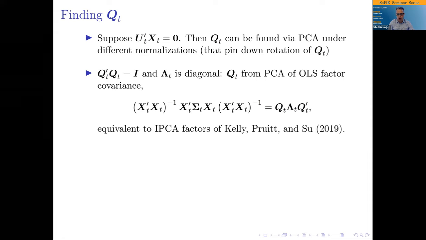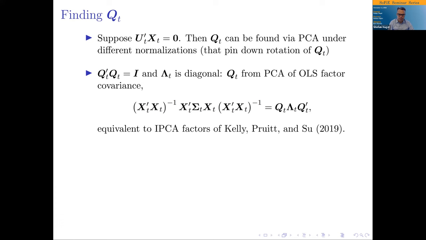What I've shown you here on the left-hand side of this equation is the conditional covariance matrix of OLS factors. And one can easily see that under the assumptions about the conditional covariance matrix in the previous corollary, that just simplifies down to just Q lambda Q prime. And so these Qs are going to be the eigenvectors of that factor covariance matrix. And it turns out under these assumptions, these Qs that you're getting and the factors that you're getting are basically equivalent to the IPCA factors of Kelly et al. So basically doing principal components on these OLS factor returns gives you the same result as going through the IPCA procedure where they estimate these factor weights in an iterative procedure.